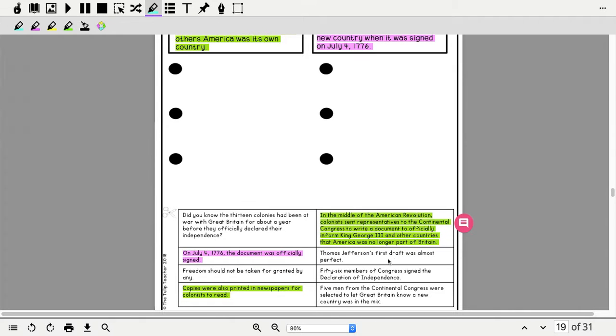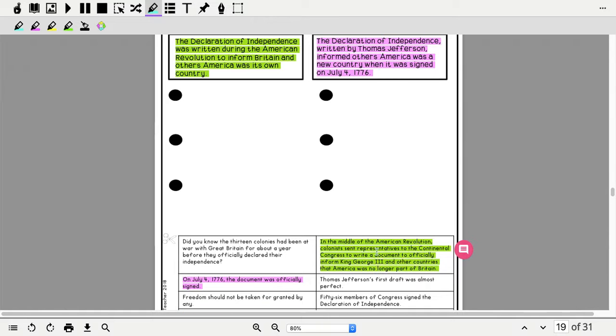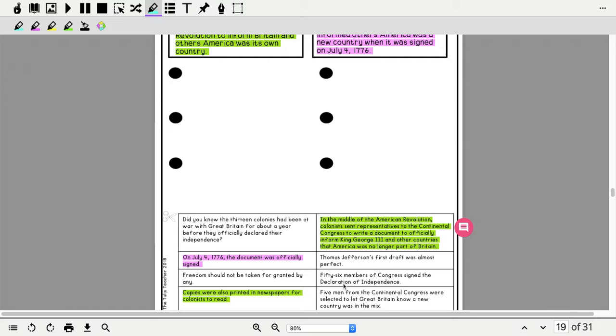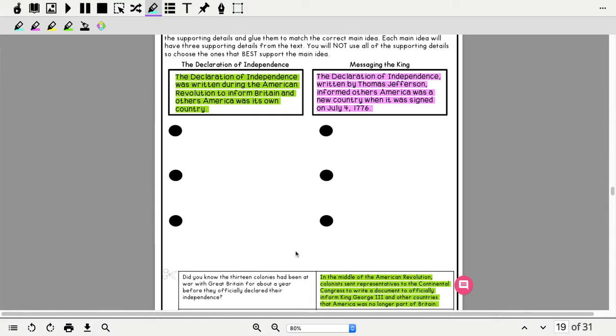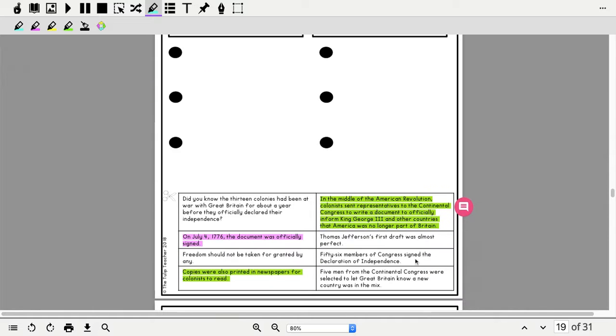The next one says Thomas Jefferson's first draft was almost perfect. Does that help either of these? I don't think that helps either one, so we're just going to wait on that. The next one says 56 members of Congress signed the Declaration of Independence. That one we're going to wait on, okay?